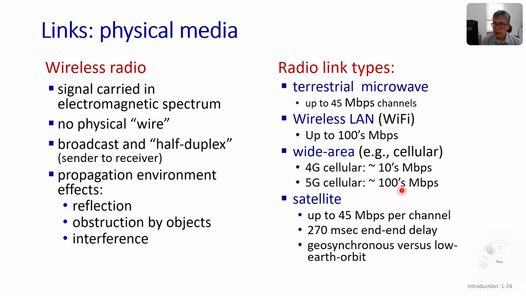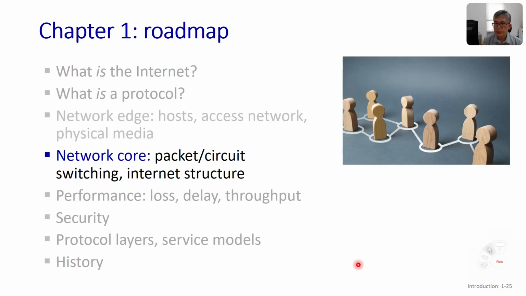Also nowadays we are using Starlink. In that case, satellites are used for interconnection. Up to 45 Mbps per channel, 270 millisecond end-to-end delay, and geosynchronous versus low Earth orbit, depending on the height of the satellite.